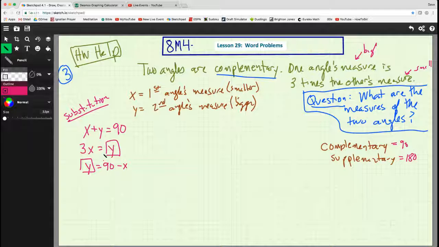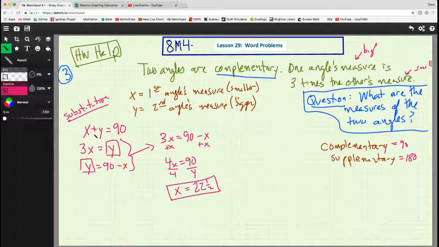And there's my y. So if y is 3x and y is 90 minus x, then I can take these two guys and use substitution to say, well, 3x equals 90 minus x. I can add an x to both sides to solve and get 4x equals 90. Uh-oh, looks like a fraction's coming. So I get x equals 22.5. So that's my smaller. Now I can use x plus y is 90. We'll do that. 22.5 plus y equals 90. And if you do the math on that, you get y equals 67.5.